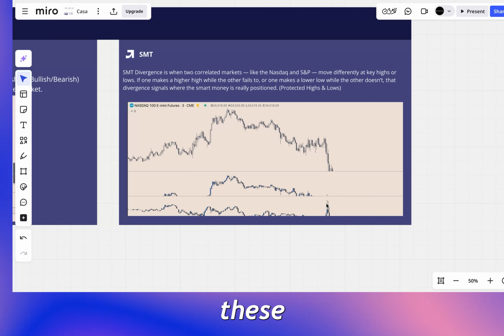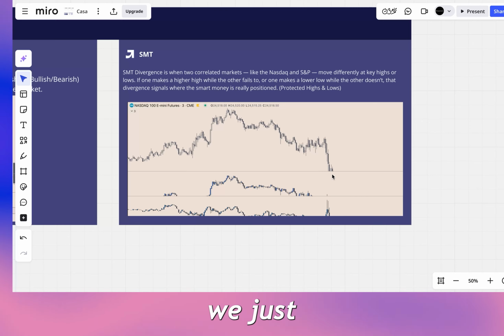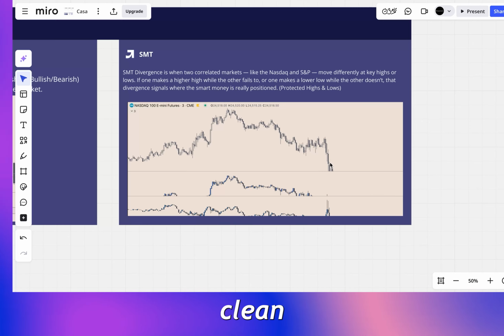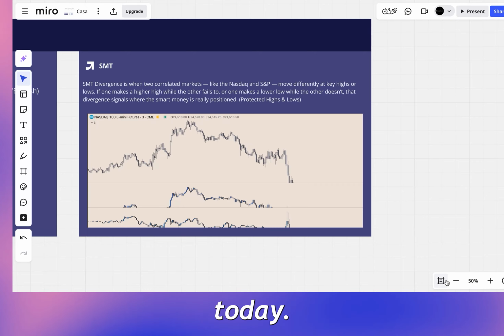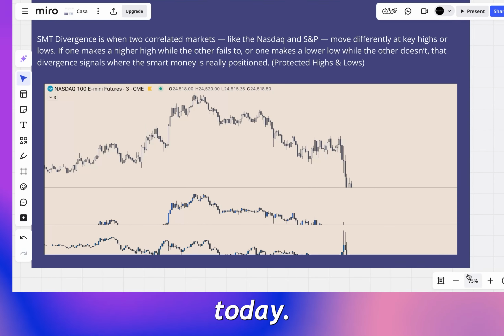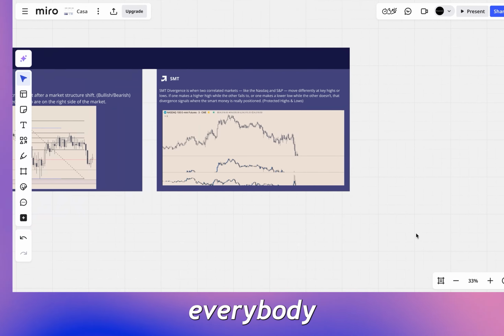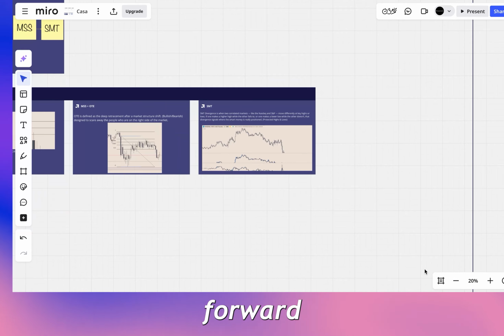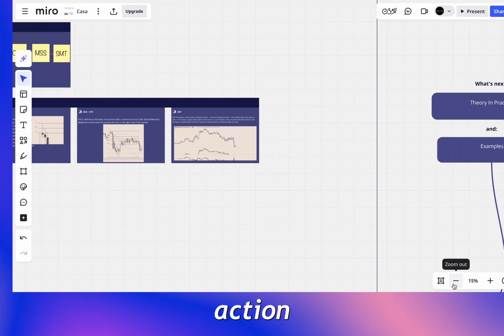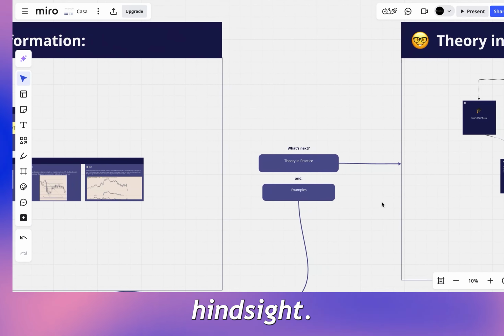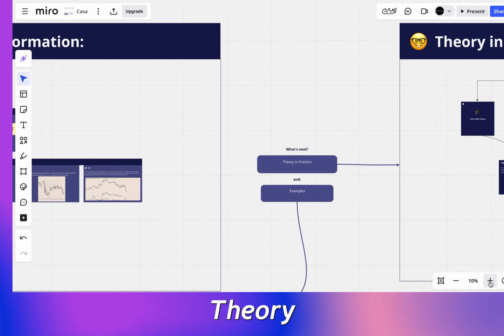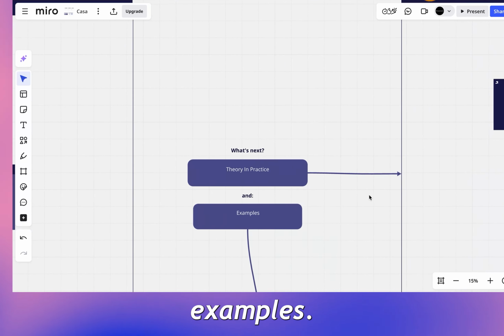But yeah, we have the SMTs at these highs, as you can see right here, and then we just tanked. Clean entries, caught shorts today. Why not use today? Because it was a super duper clean example, and everybody that's watching can forward test or look back at today's price action and see it live in hindsight. So what's next? Theory and practice, and then we'll go through some examples.